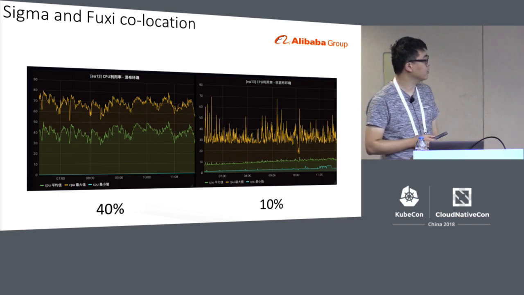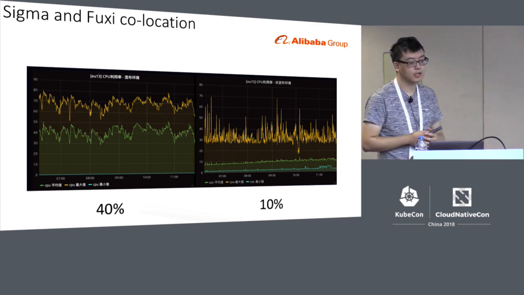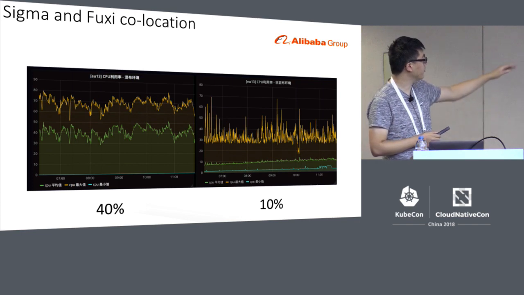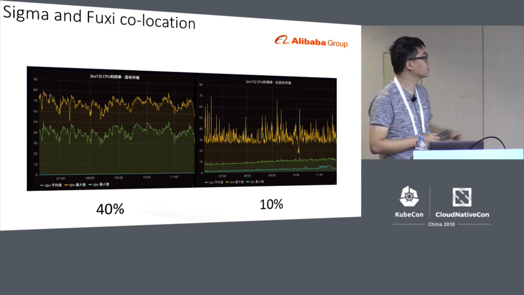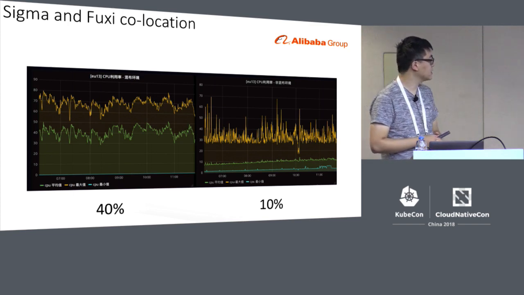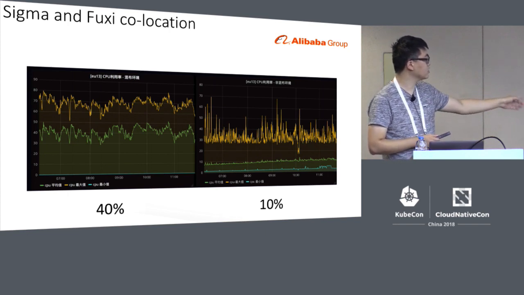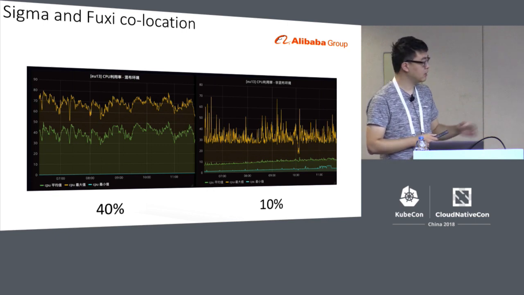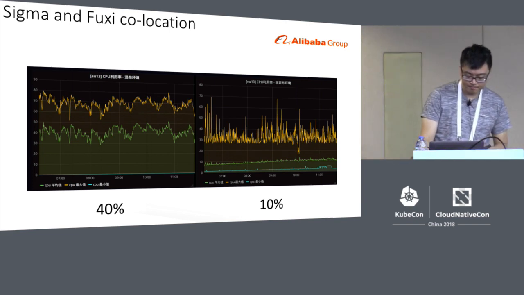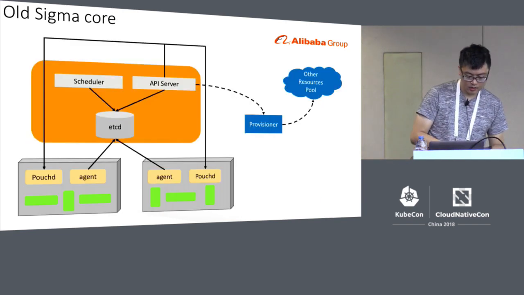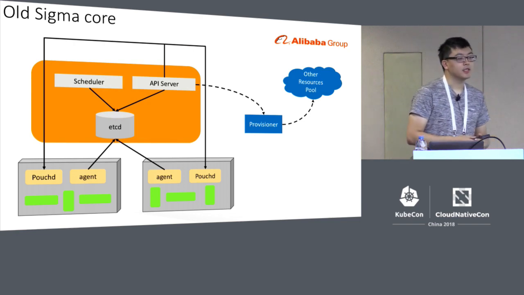When we combine or co-locate both online and offline services, we can see the overall utilization rate will increase by 30%, while the peak value will not increase that much. So the result is quite acceptable. We can see that the correlation of Sigma and Fuxi can greatly increase the utilization of resources. According to the data, the efficiency is increased by 30%, but for the deployment of machines or containers, it increased many more times.